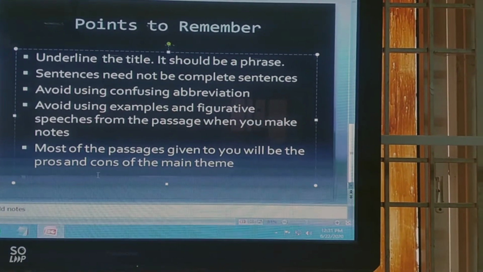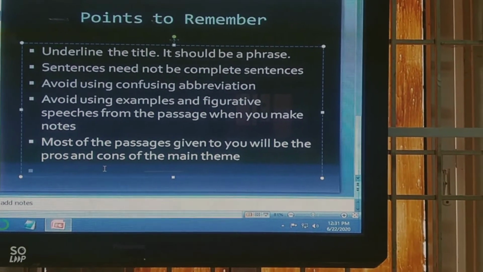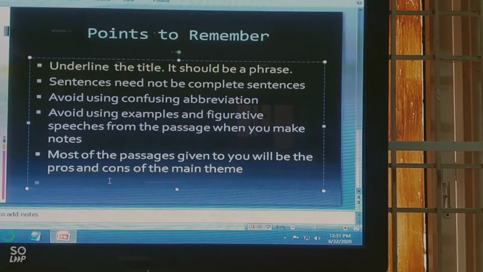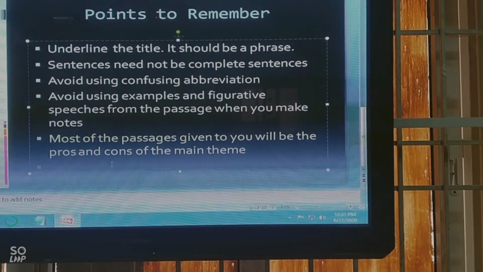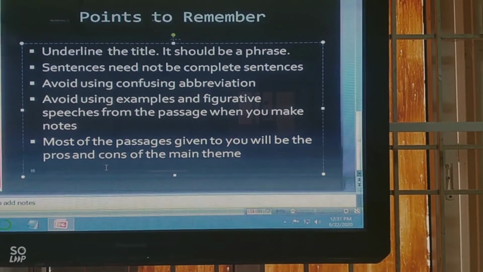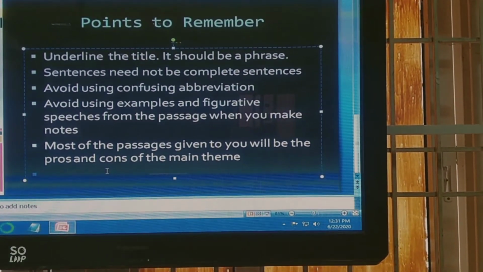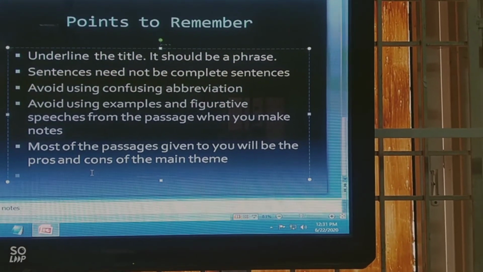Then the last point to be remembered, as I have already told you students, most of the passages given to you will be the pros and cons of the main theme. So try to include pros as one title and the disadvantages as the other title. So thus you can complete the notes.